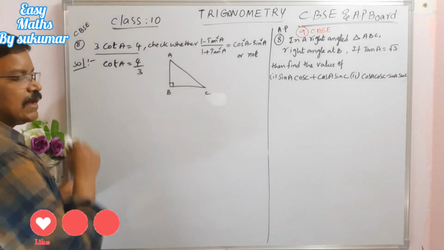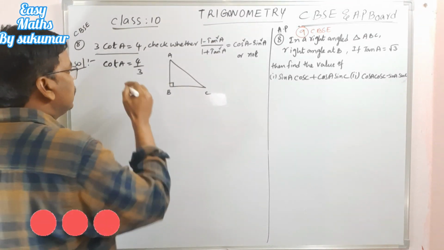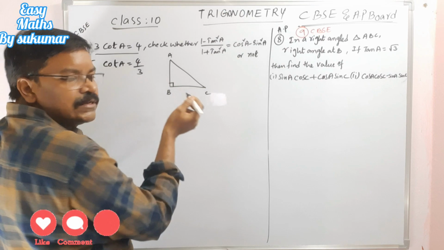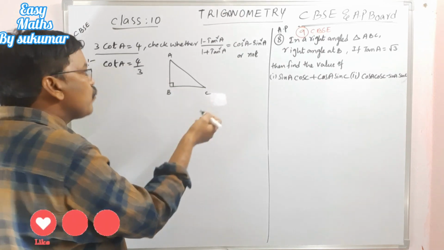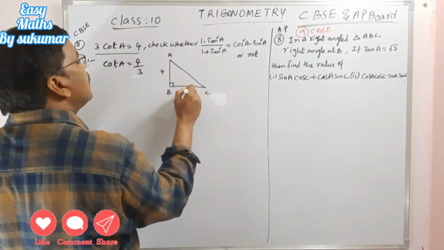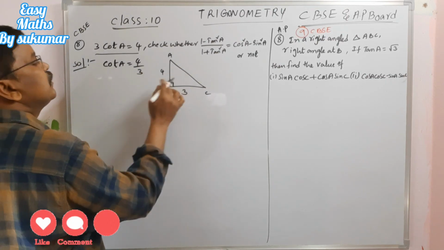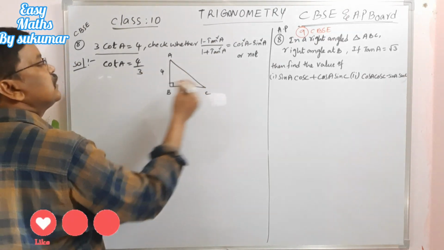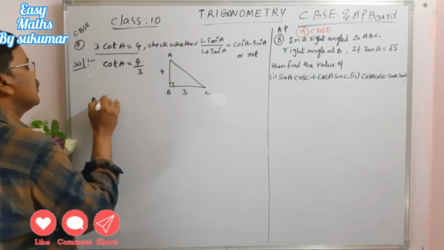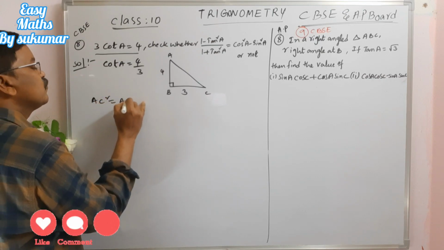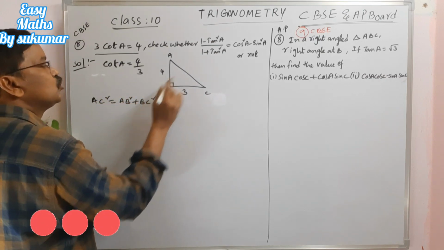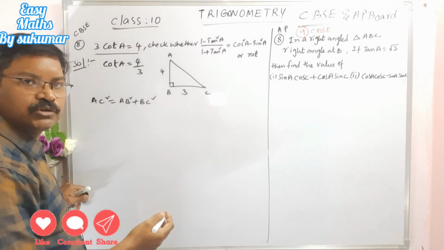Okay, here angle B is 90 degrees. Here cot A means what? Adjacent side by opposite side. This is the adjacent side and this is the opposite side. So here 4 and 3. What about AC? We can use Pythagoras theorem. AC square is equal to AB square plus BC square. To find the third side, here we use Pythagoras theorem.